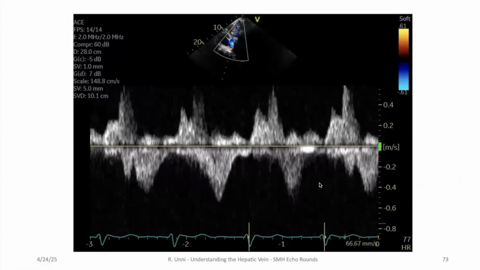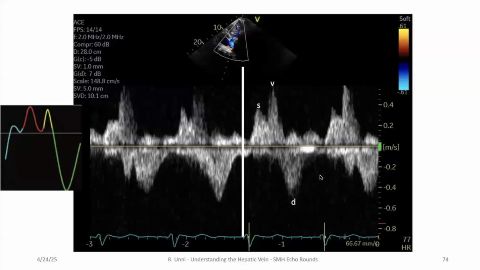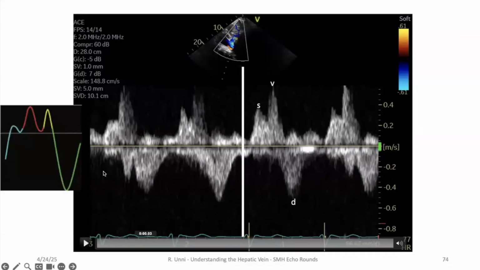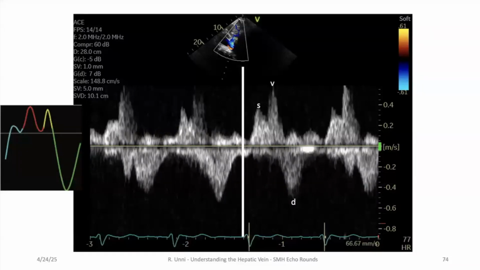This is pretty nice. This is from, I believe, last week. As you can see, the patient is in atrial fibrillation. There's certainly no P waves. We get multiple interesting individual waveforms here. You have a reversed S, you have a V, and then you have your D. And this is a patient with severe TR. Again, this patient does not have an A wave created by an atrial contraction.